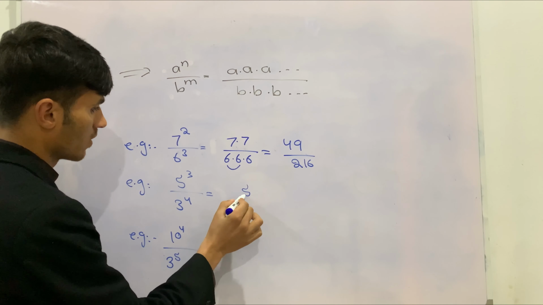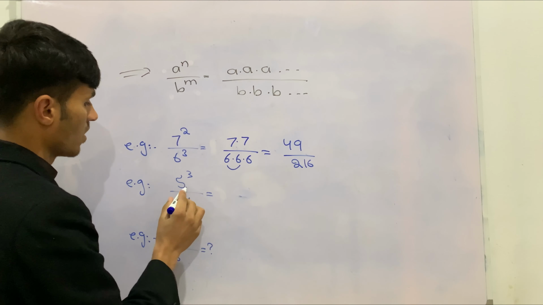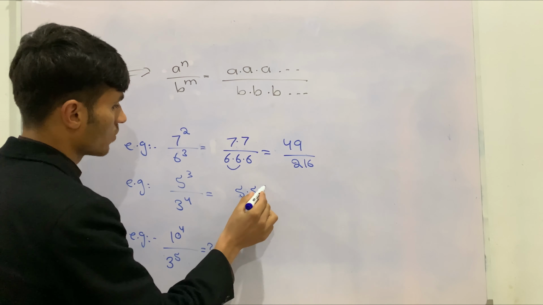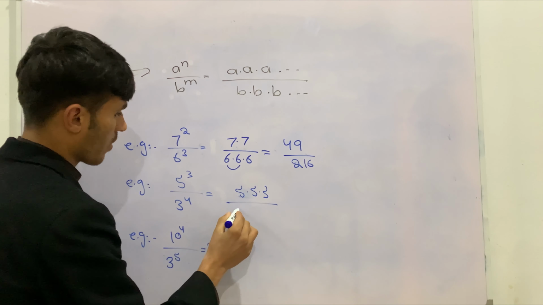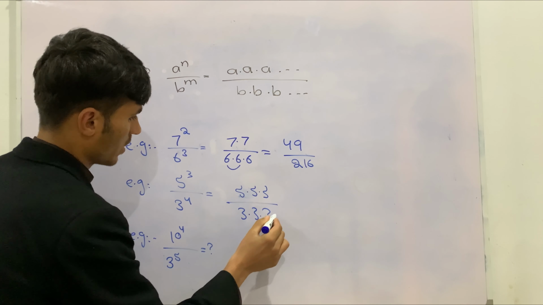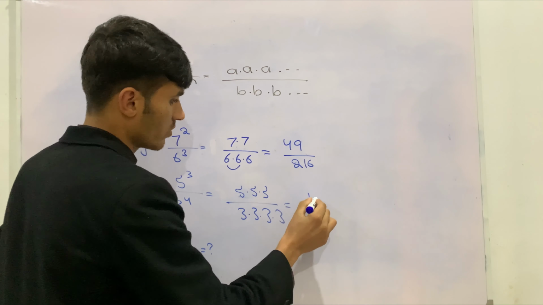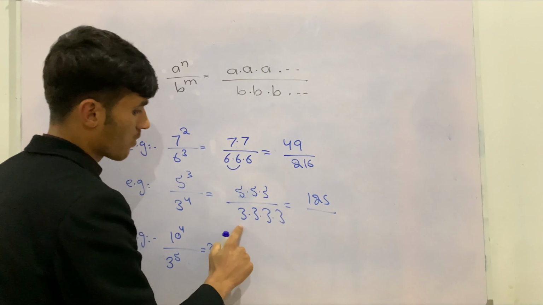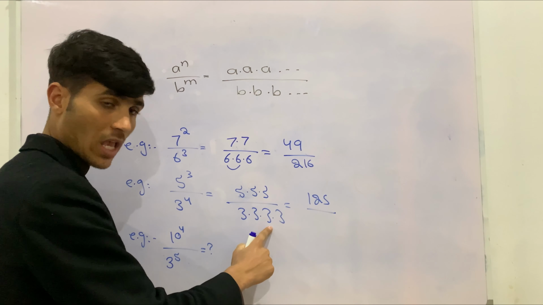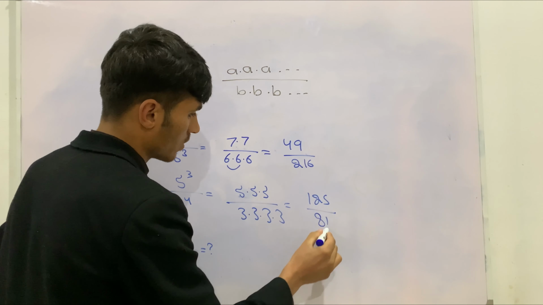5 over 3. Sorry. 5 into 5 into 5, 3 into 3 into 3 into 3. So 5 into 5, 25, 25 into 5, 125. Divided by 3 into 3, 9, 9 into 3, 27, 27 into 3, 81.